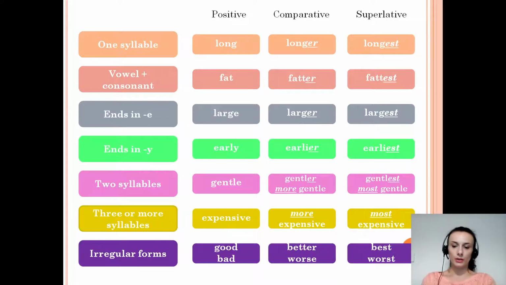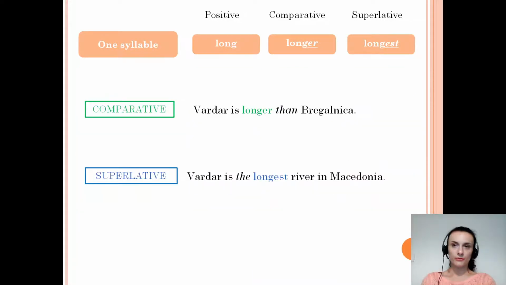Now, let's go through examples with sentences for each rule. The first rule, for one-syllable adjectives. As we mentioned, we add er for comparative and est for superlative form. Comparative example. Vardar is longer than Bregalnica. Superlative form. Vardar is the longest river in Macedonia. As we can see, we used the ending er for comparative and est for superlative.